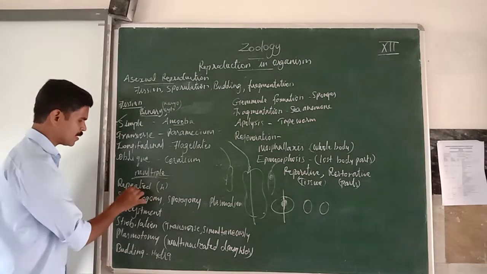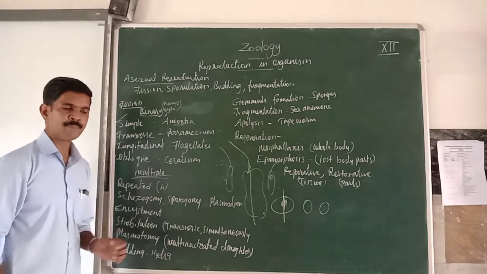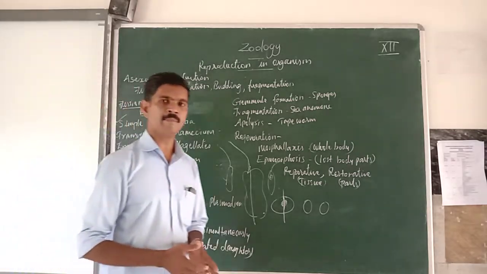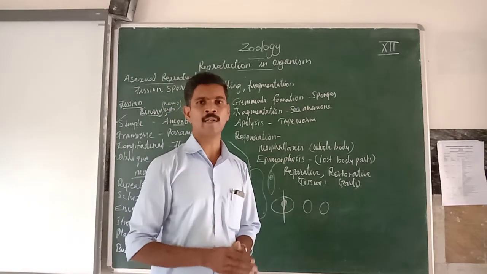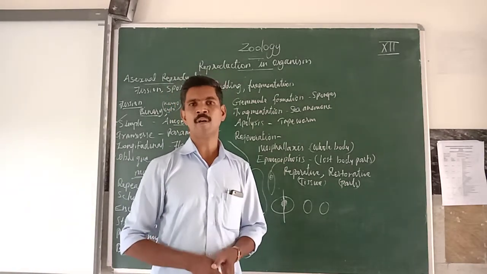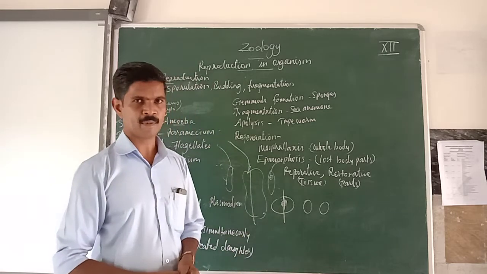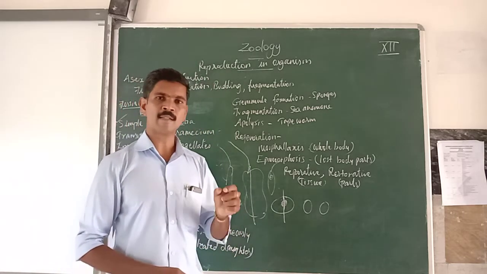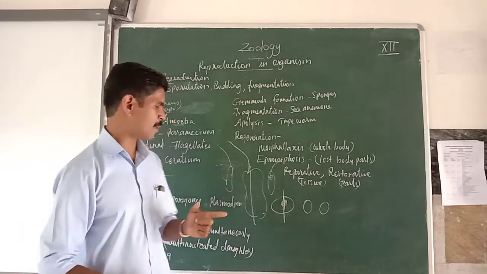The first one is repeated fission. Repeated fission means when a parent organism divides into 4 or more than 4 young organisms. When the parent organism divides into 4 or more than 4 young organisms, this type of asexual reproduction is called repeated fission.